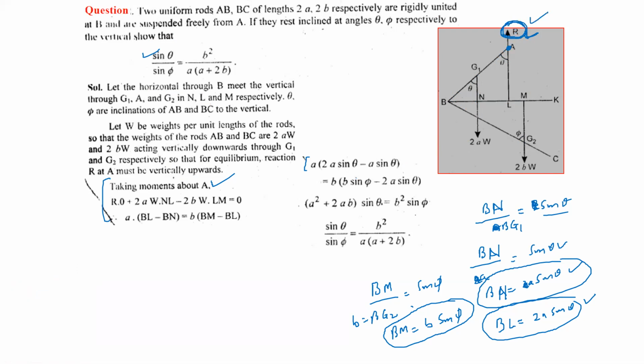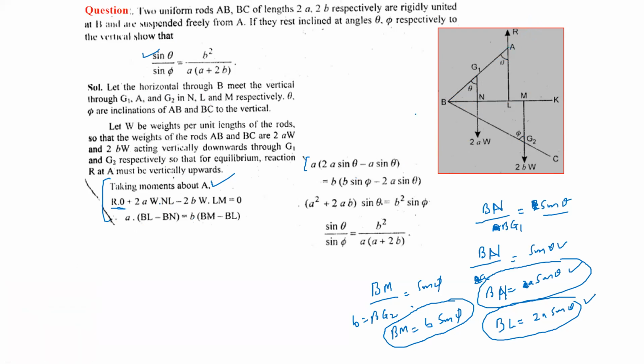In the moments videos you can see, we explained that if a force passes through the point about which moments are taken, its moment is zero. So for R, what will we write? R into 0. And the moment is calculated by force into perpendicular distance from the point. So force into perpendicular distance.